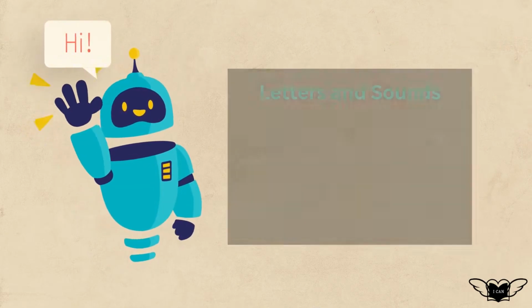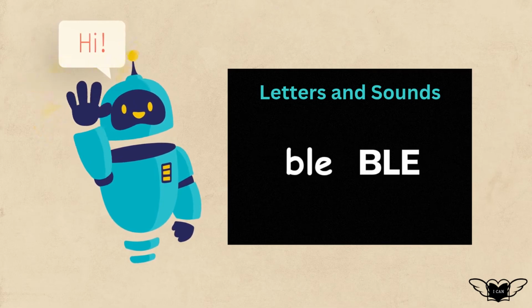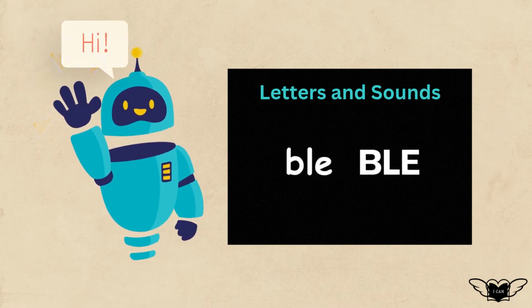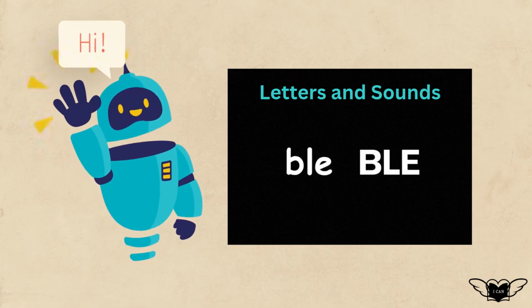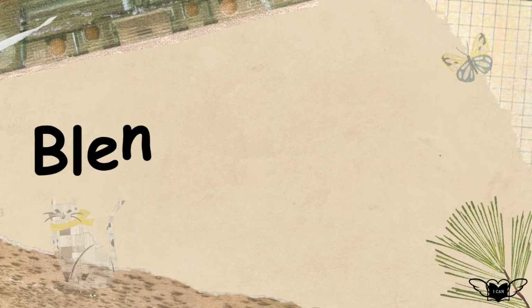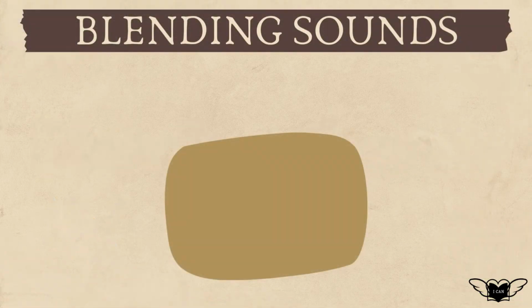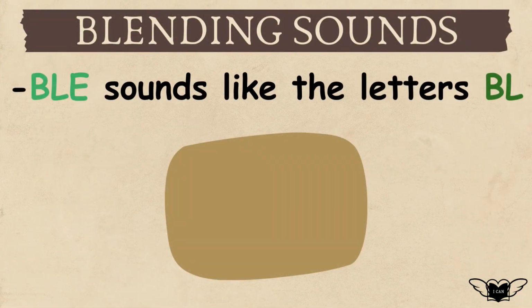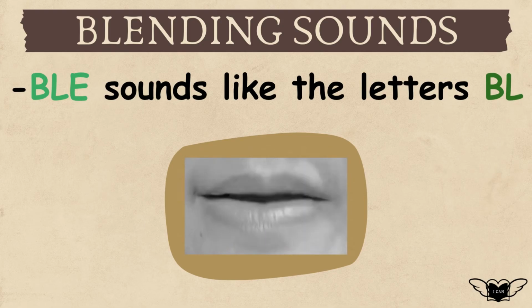Hi. Let's learn how to read words with BLE. Ball, ball, ball. Blending sounds. BLE sounds like the letters BL. Ball, ball, ball.